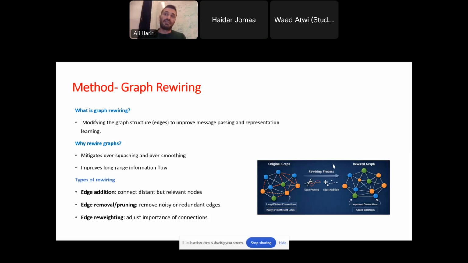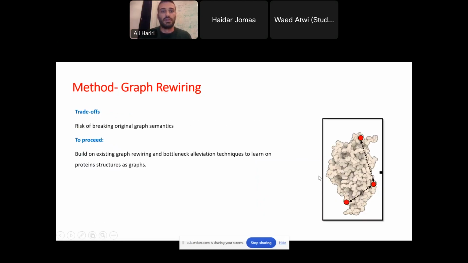But sometimes in graphs, it may not be expensive to just add one or two edges to make two distant nodes communicate. The problem is how do I add these edges? When do I add these edges? Who should communicate with whom? This is the challenge in this case.